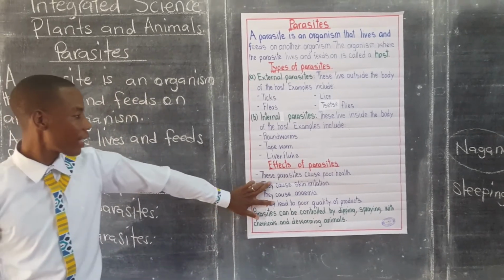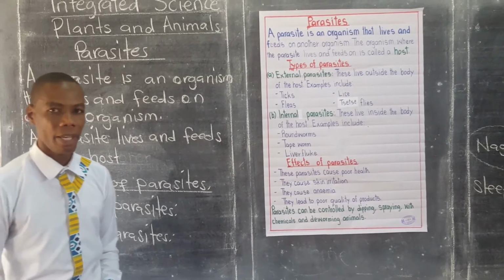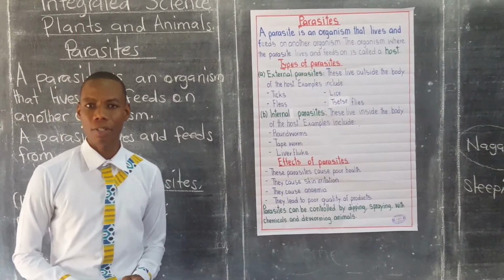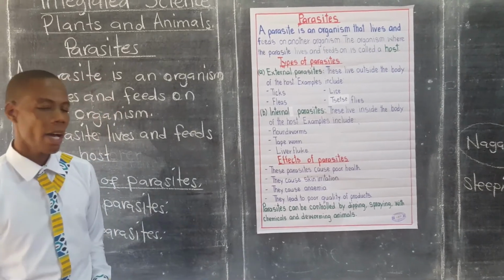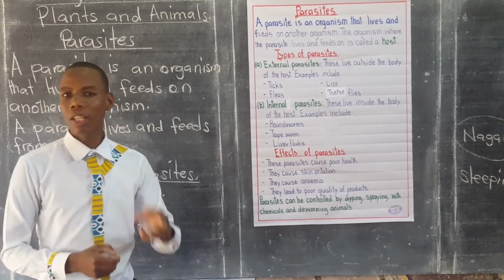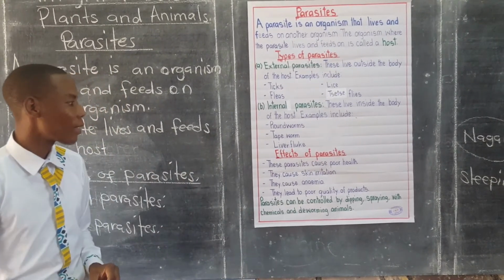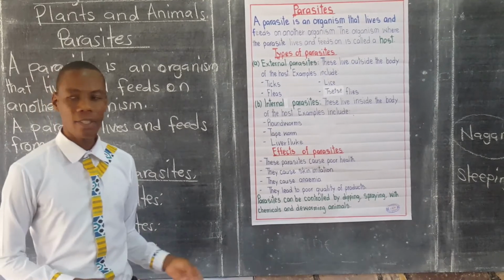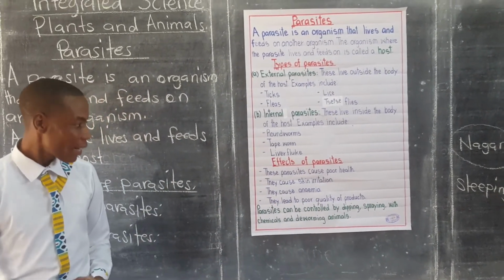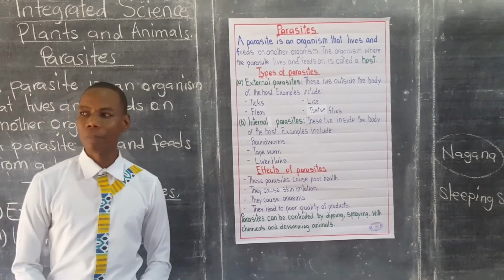Apart from that, they cause anemia. Now, anemia is said to be the loss of blood in the body. How is that caused? Because they are always sucking your blood. These parasites are always sucking your blood. Hence, you will develop anemia. Aside from that, we are saying they lead to poor quality of products.